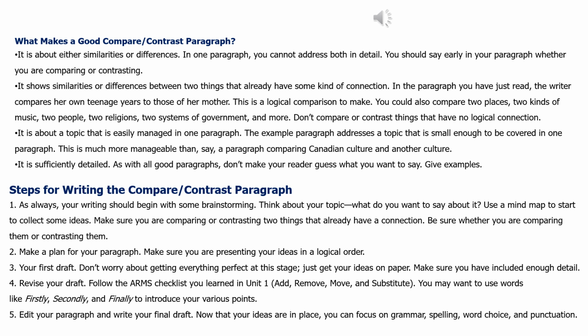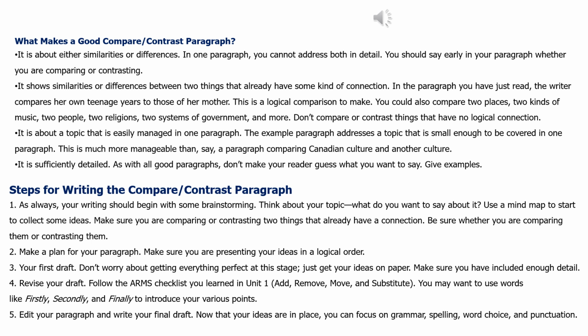In the paragraph you have just read, the writer compares her own teenage years to those of her mother. This is a logical comparison to make. You could also compare two places, two kinds of music, two people, two religions, two systems of government, and more. Don't compare or contrast things that have no logical connection.